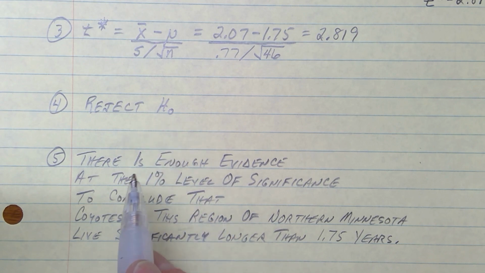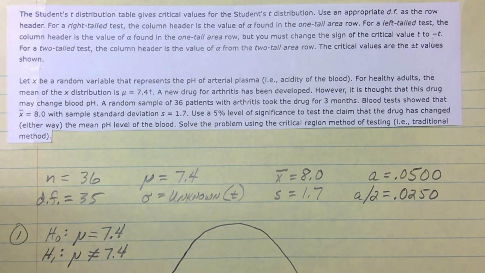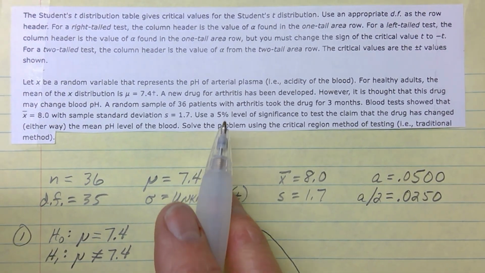I have enough evidence at the 1% level of significance to conclude that, and then the rest of it is just what your challenge was, using the words from the story, to conclude that the coyotes in this region of northern Minnesota live significantly, I like to throw significantly in there, longer than 1.75 years. It's not just longer, it's significantly longer. All right, let's do two more real quick.